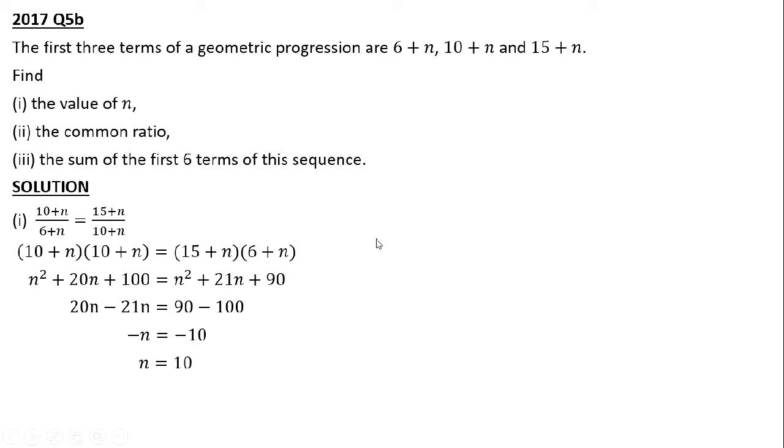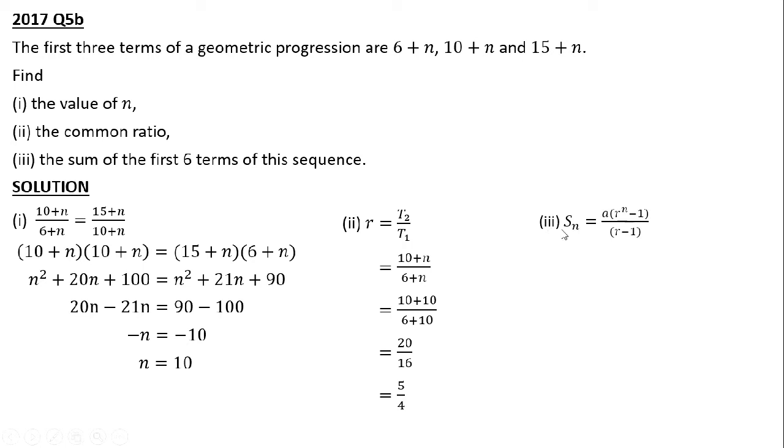Common ratio, r, is equal to t2 divided by t1. Where there's n, we'll replace a 10. 10 plus 10 will give us a 20. 6 plus 10 will give us a 16. Take that to its lowest terms. It's the same as 5 over 4.